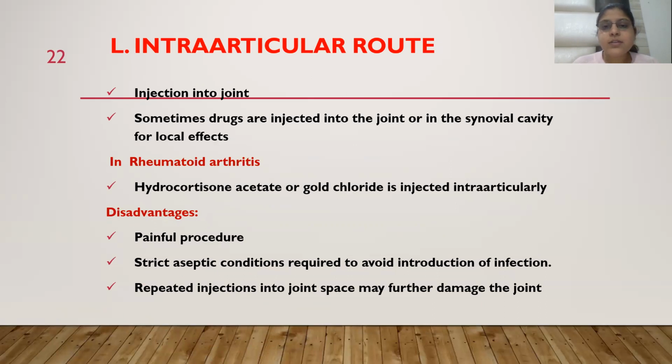Intra-articular, the injection is given into the joint in case of rheumatoid arthritis to control the pain. In the synovial cavity, the injection can be given. Hydrocortisone acetate or gold chloride is injected intra-articularly. The disadvantage is it is a painful procedure, strict aseptic conditions are required to avoid introduction of infection. And repeated injections into the joint can lead to further damage of the joint.